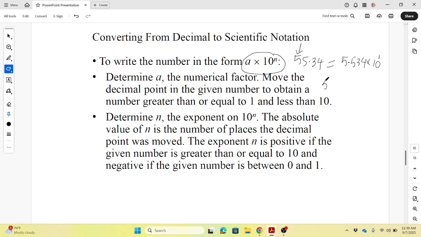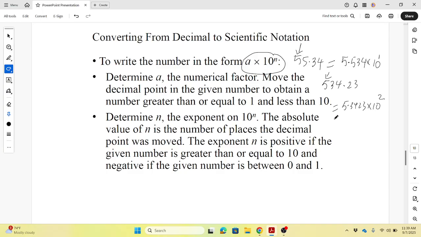So let's say you have 534.23. Then I can write down, starting with just one number which is less than 10, and then I move this decimal to get 5.3423. How many positions did I move this decimal to the left side? 2 positions. That's why the 10 to the power is 2.